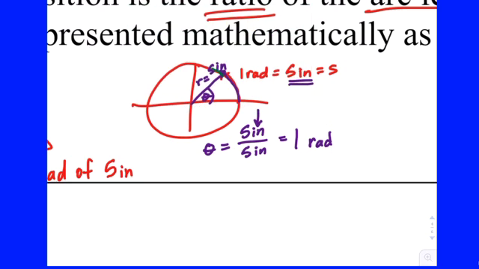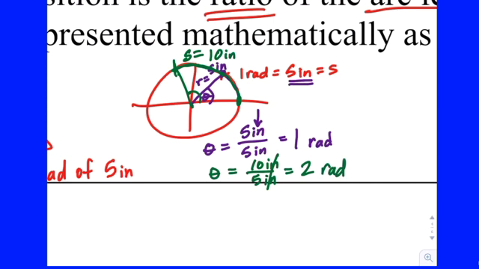I'll do it in green. Let's go around another length. So what would my arc length be if I go around 2 radius lengths? It would be 5 inches plus 5 inches, that would be 10 inches, right? So what is the measure of this? Well, by definition, it's the arc length, which would be 10 inches around the perimeter, divided by the radius, 5 inches. The units divide out. 10 divided by 5 is 2. So there you go. Go all the way around.